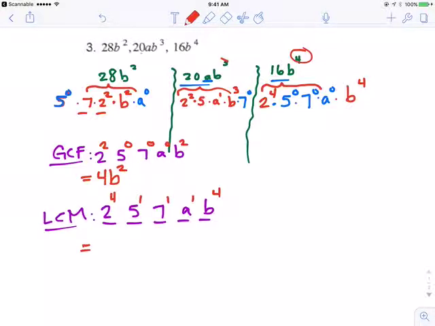All right. So 2 to the power of 4 is 16. Why don't we try and do this? 16 times 5 is 80. Thank you, Elizabeth. 80 times 7 is 560. So we get 560 A, B to the 4th.